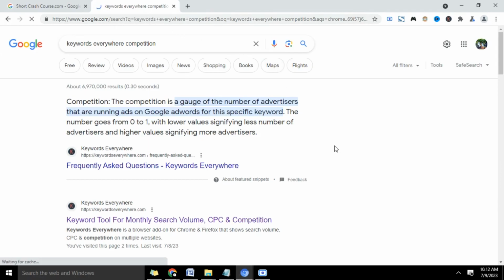As you can see here, the competition is a gauge of the number of advertisers that are running ads on Google AdWords for this specific keyword. The number goes from 0 to 1, with a lower value signifying fewer advertisers and a higher value signifying more advertisers. So the next time you see that, you know what it means.